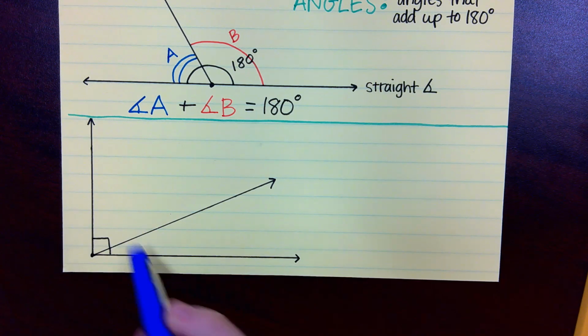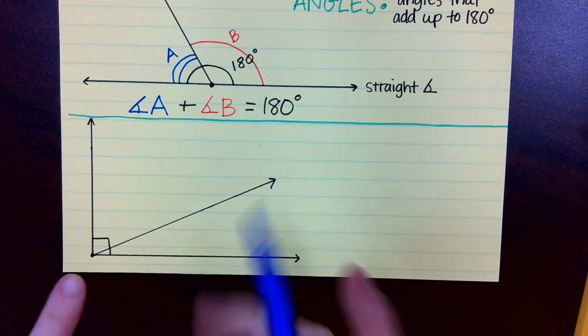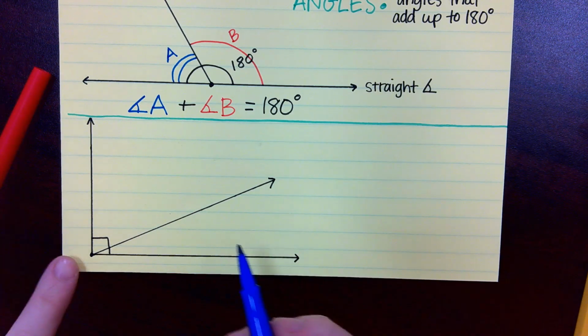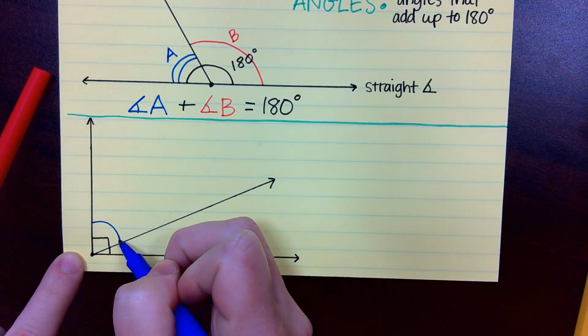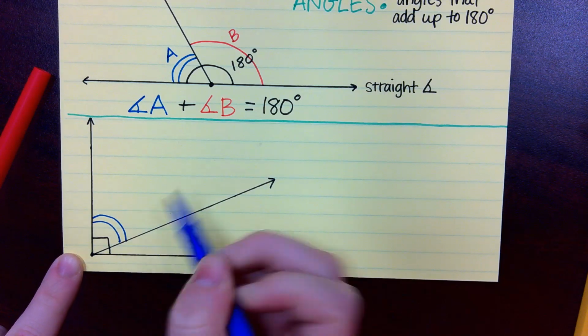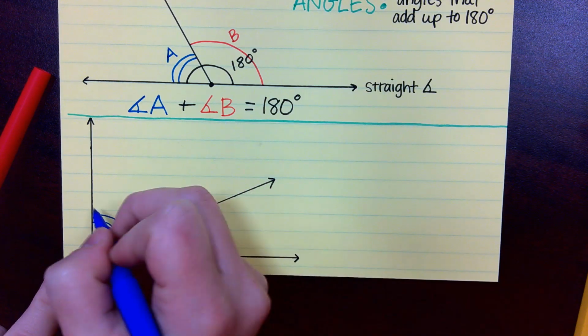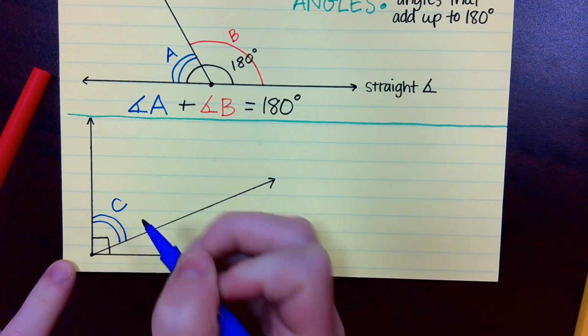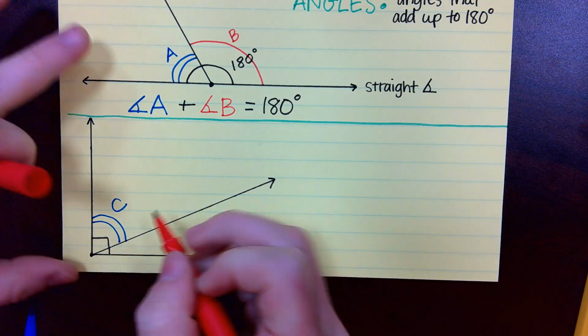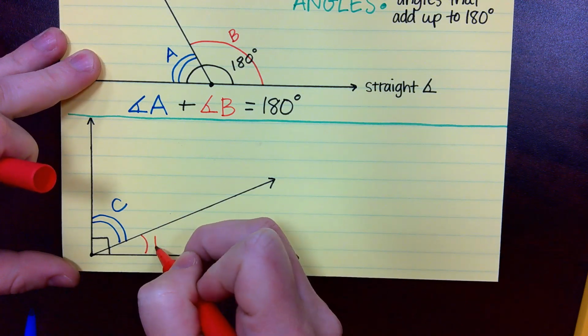Once you've got your two angles, your adjacent angles inside your right angle, we want to label them as A and B. Or if you don't want to mix it up with the one above, how about we do C and D? Got C and D.